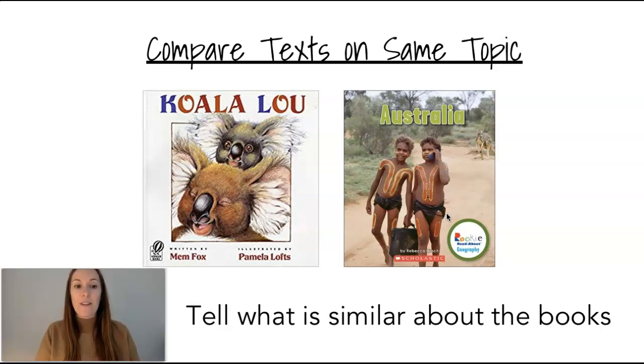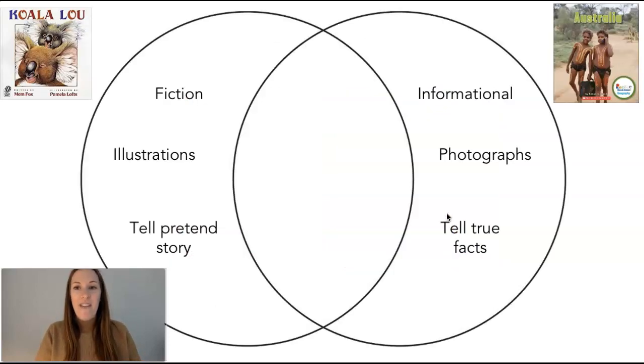Okay, and when we do that, we're going to use a Venn diagram. Say Venn diagram. Great. A Venn diagram shows what is the same and different about two things. On this side is Koala. On this side is Australia. In the outside of the circle is what's different.